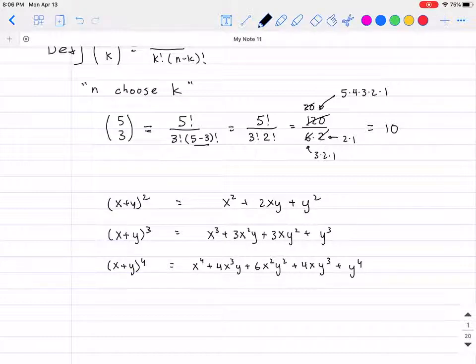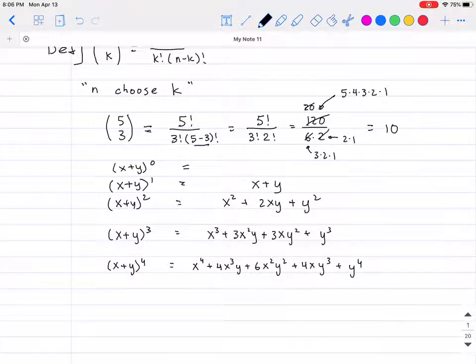But what I am going to do is go back up to the very top right here and write the following over here. I also have x plus y to the first power, which is technically just x plus y. And we can even go one step further before that, x plus y to the 0.